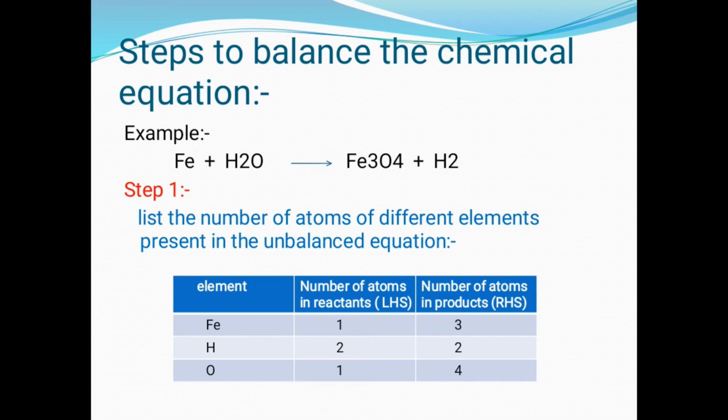So we will write the number of Fe present on the reactant side as well as the product side in the table. If we see, on the reactant side we have 1 Fe and on the product side we have 3 Fe. So we will write it there. And for H, on the reactant side we have 2 H and on the product side also we have 2 H. And if we see O, on the reactant side we have 1 O but on the product side we have 4 O. First we will make a table like this.